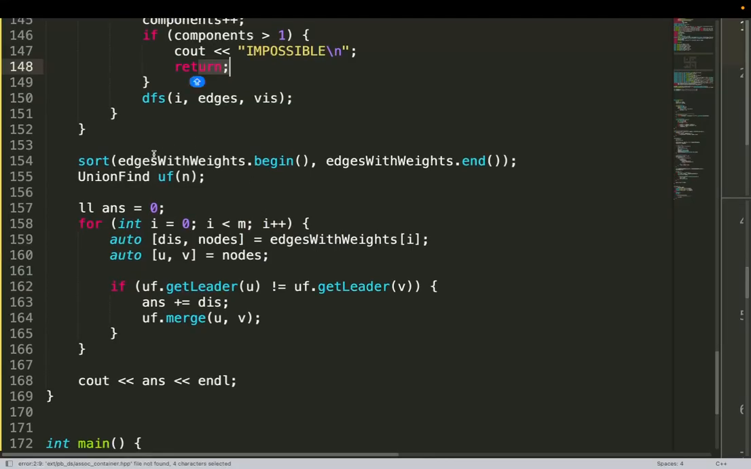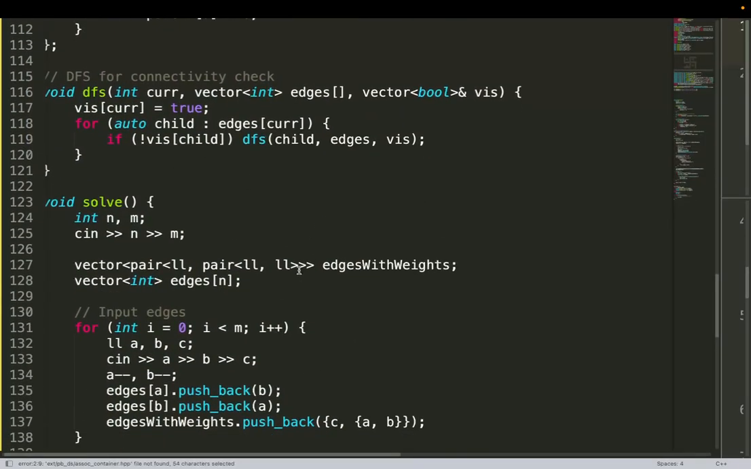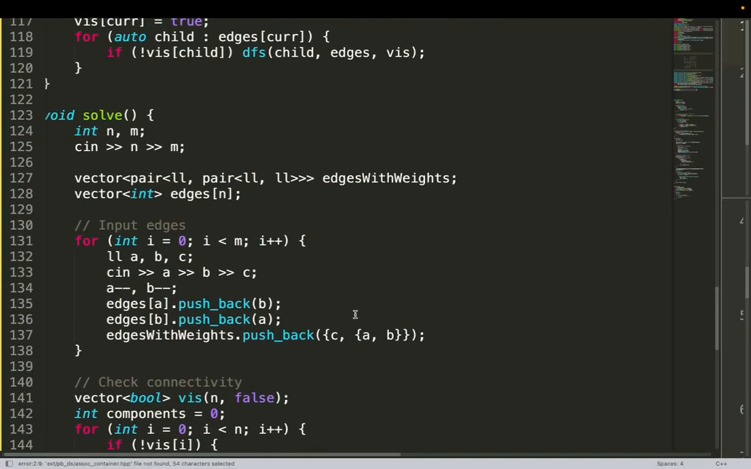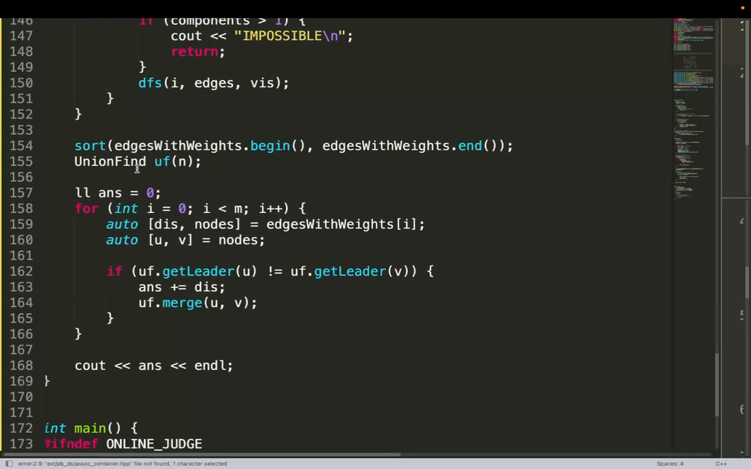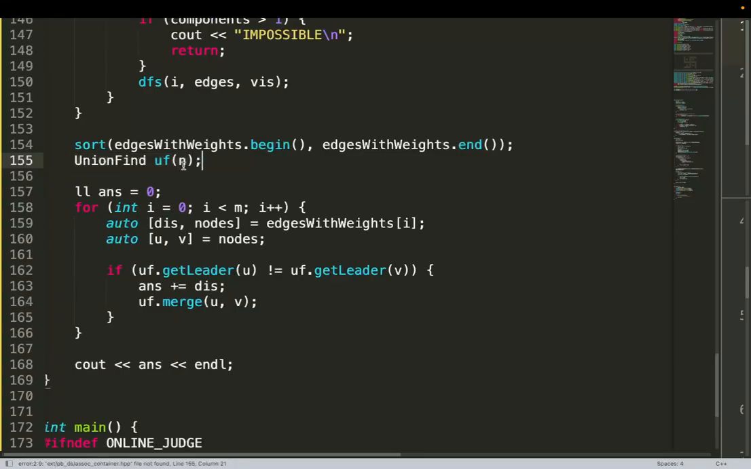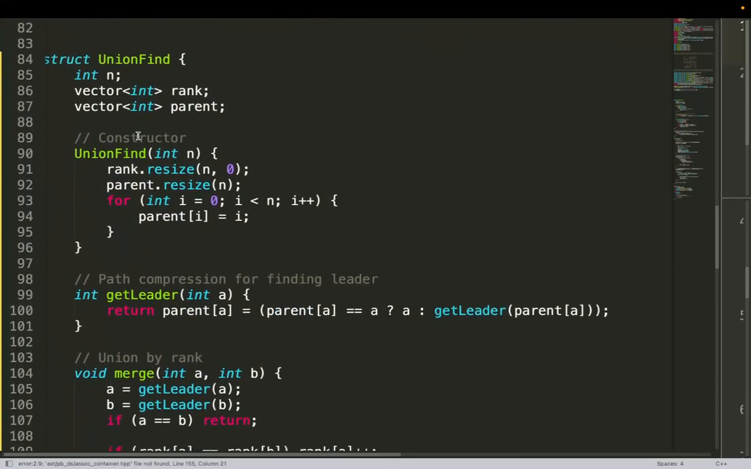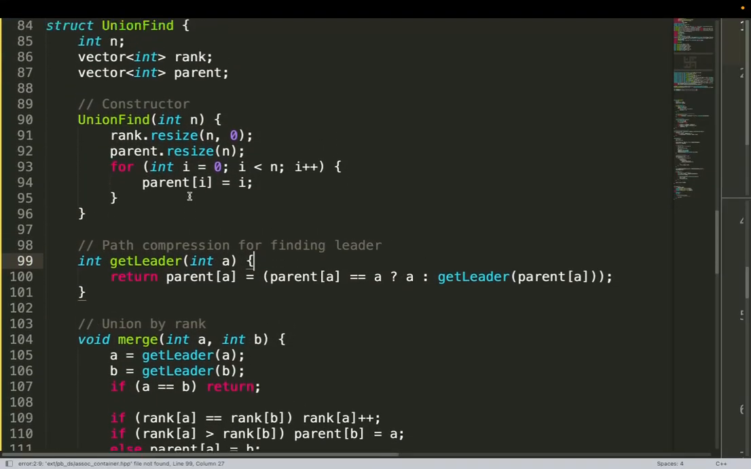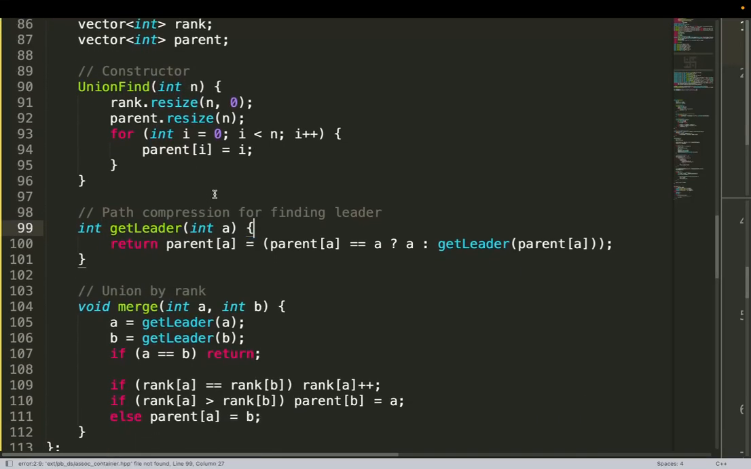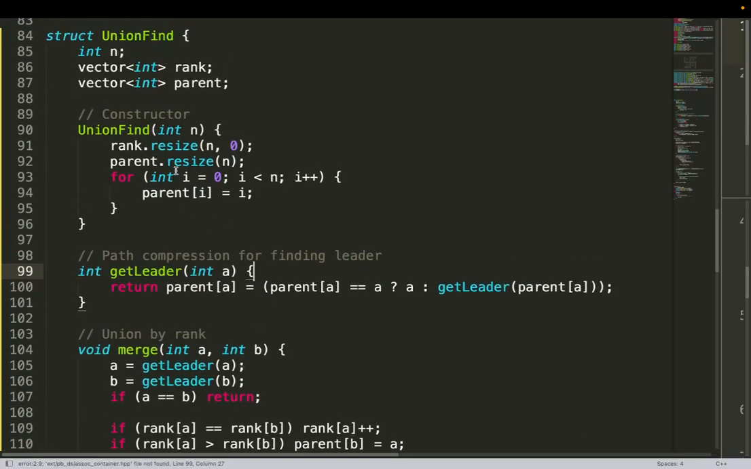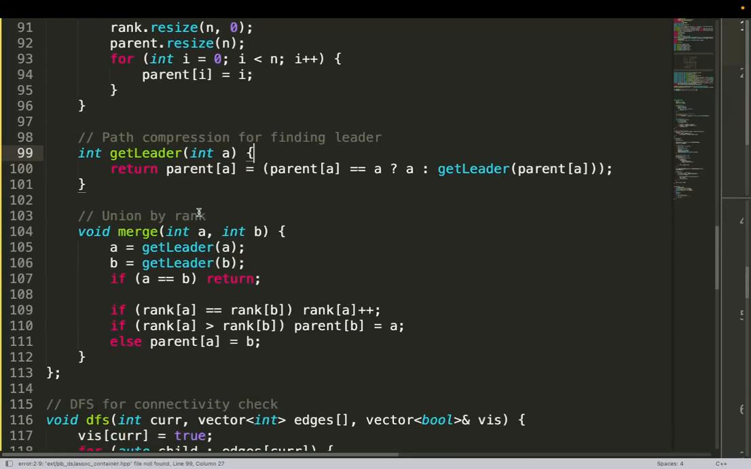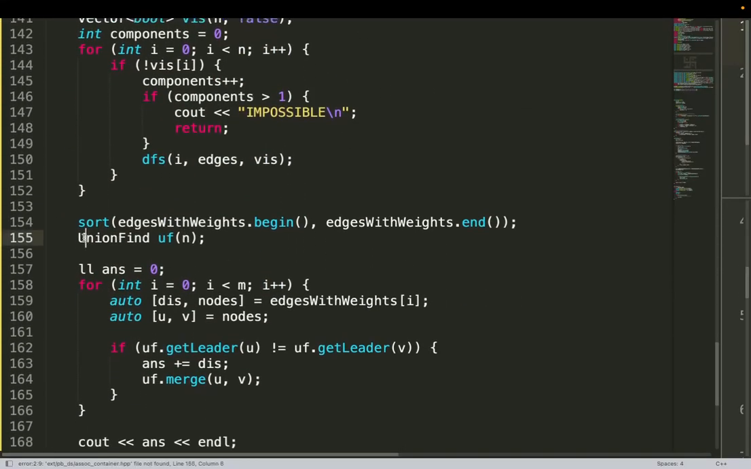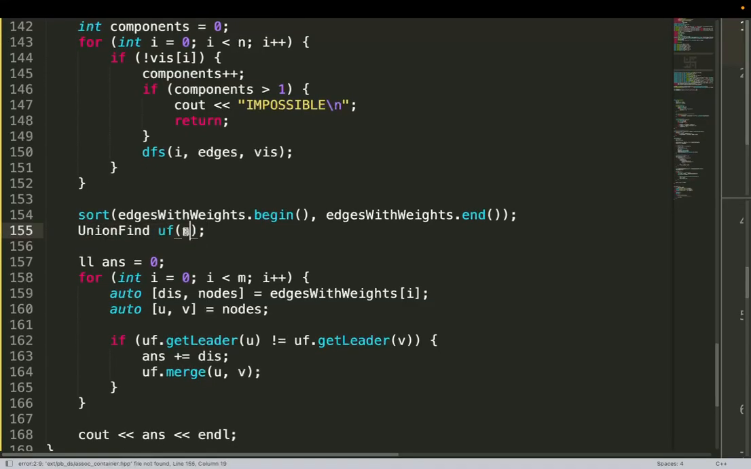Otherwise, I am just applying a simple Kruskal's algorithm, where I am first of all sorting the edge weights vector that I had. Since the first member of this is the weight, it will get sorted on the basis of weight. And I am constructing an object of the union find struct that I already have. I am not going to discuss how this union find, basically DSU, works. You can simply look up any code if you don't know. First, try to understand how DSU works, and then you will be able to understand this problem very well. So I'm constructing an object of DSU and initializing the size to n.